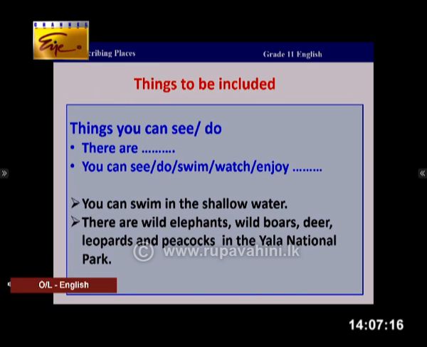See the examples underneath. You can swim in the shallow water. If you go to Nilaveli or Pasikuda beach, you can have a swim in the shallow water. There are wild elephants, wild boars, deer, leopards and peacocks in the Yala National Park. I'm sure that is clear to you.